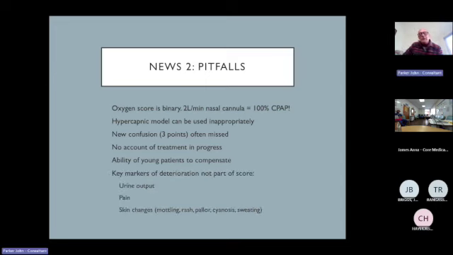Other markers, so urine output, and this is particularly in surgical patients. Actually, this is a big issue. Fluid balance issues aren't necessarily manifest in News 2. Equally, pain doesn't. And as I mentioned, skin changes are not part of News 2. So severe mottling, a rash, pallor, cyanosis, or sweating doesn't register, so patients can look terrible. They can be mottled and shut down, but that won't be registered within their News 2 score.